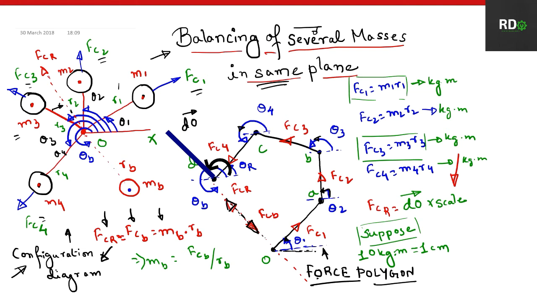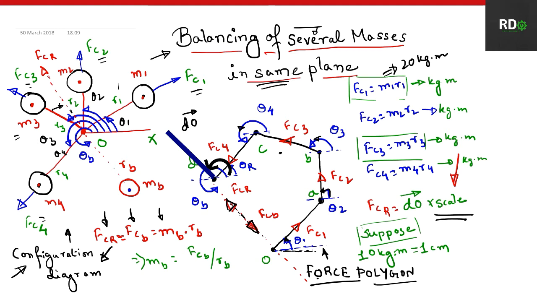But whatever lines we have drawn, this OA, AB, this CB, all these lines have to be drawn with a certain scale. Scale you can choose of your own. Like we have taken this FCR, that is the resultant force, is nothing but the vector DO into scale. As you can see, suppose your M1R1 is 20 kg meter, and we have taken 10 kg meter equal to 1 centimeter.